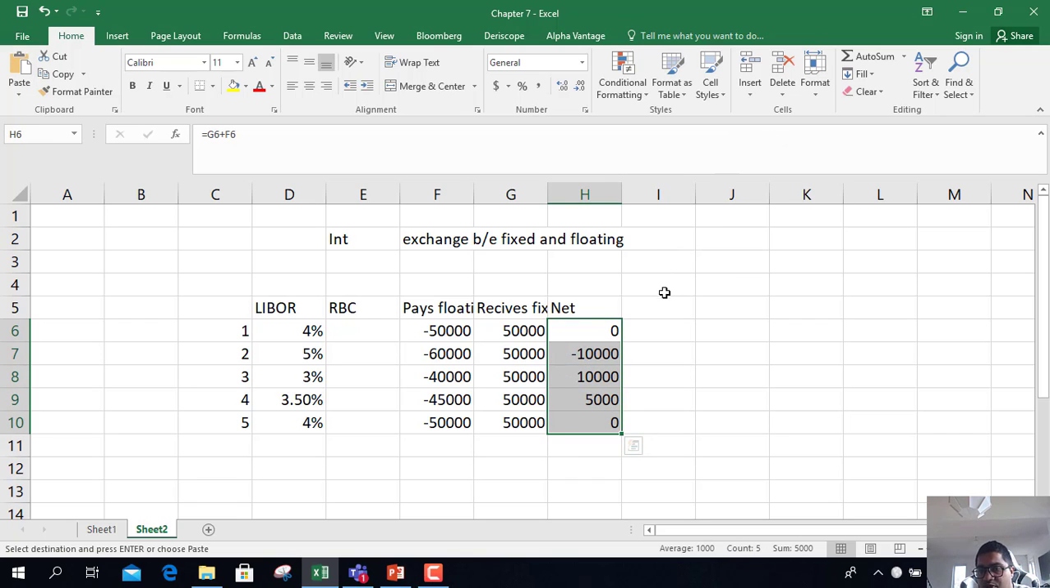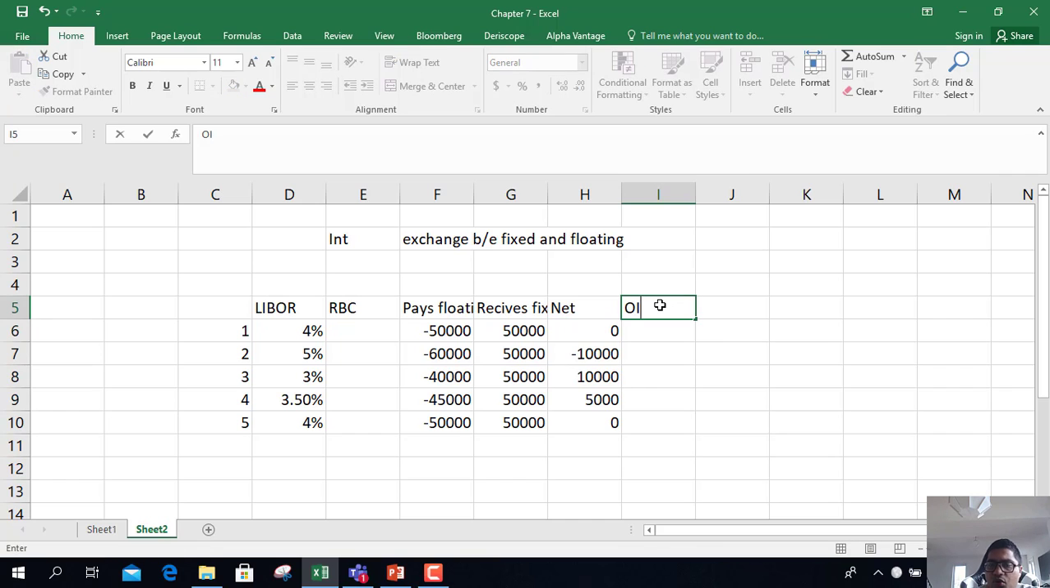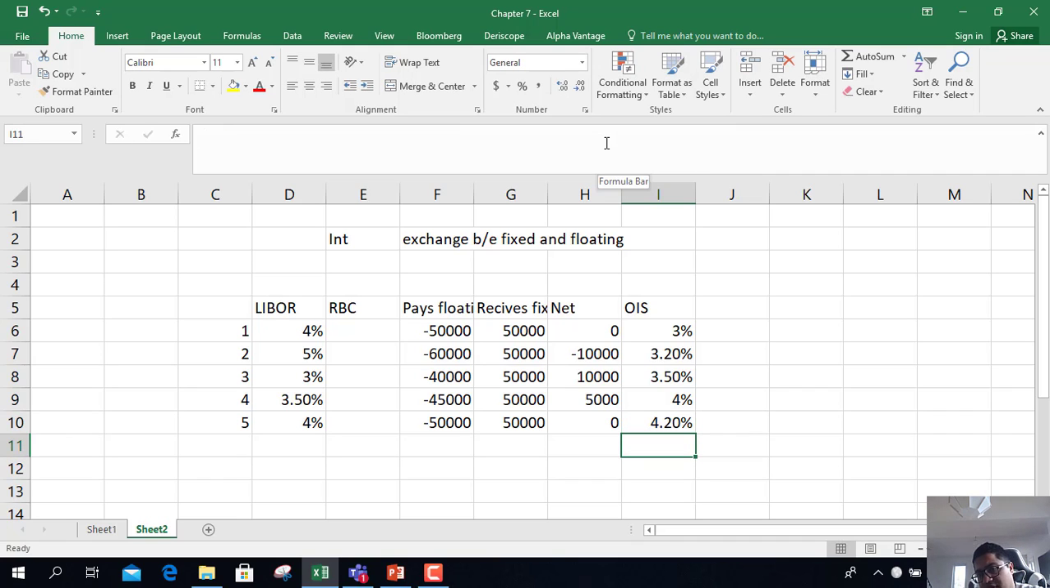To value any swap, you need risk-free rate. We generally use OIS rate. LIBOR is used to calculate net cash flows from the swap, but OIS rate is used to discount those cash flows. So let's say OIS rate is 3%, the risk-free rate, 3% for year 1, 3.2% for year 2, 3.5% for year 3, 4% for year 5, and 4.2% for year 5. Okay, these are the OIS risk-free rates that are given to you.